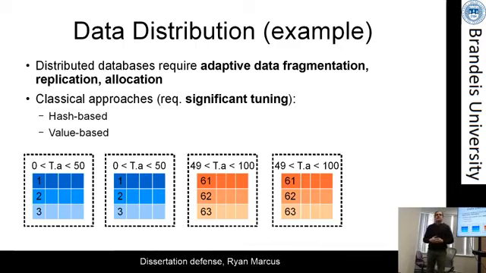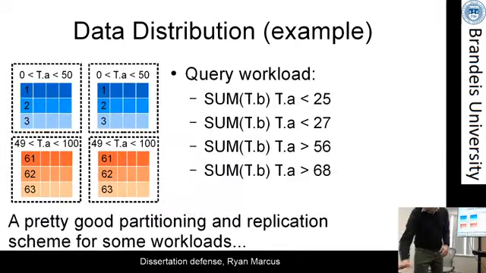Here I've shown an example of a value-based fragmentation scheme. If we have a table, T, and we know ahead of time that our queries are going to access one part of T or another, then I might say, okay, some of my queries are accessing the first half of T, so I'm going to put those into one fragment, and some of my queries are going to access the other half of T, so I'm going to put those into a different fragment. Here the first two are blue, representing the first half of the table, and the second two are orange, representing the second half of the table. This is a pretty good partition and replication scheme, depending on your workload.